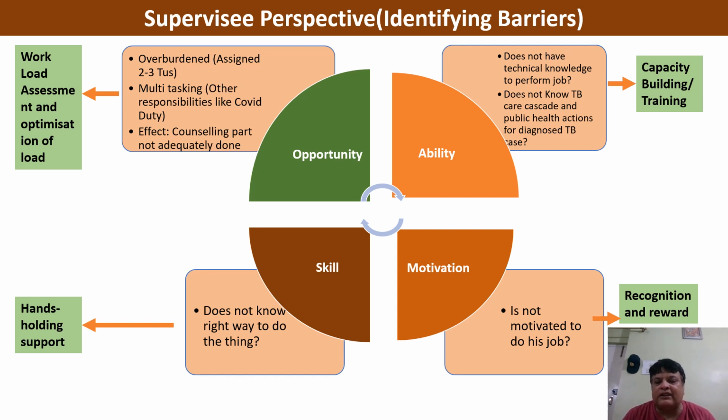Fourth and the most important is the motivational barrier. If a person is not motivated to do his job, we have to bring in whatever motivational support he requires, whether it is an incentive, a job hike, promotion, or reward and recognition. Accordingly, a supervision program should be framed so that it brings stewardship and ownership in the program. Thank you.